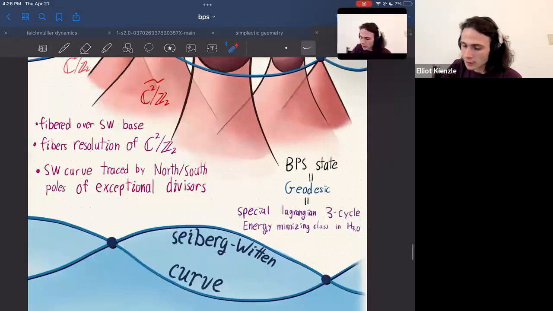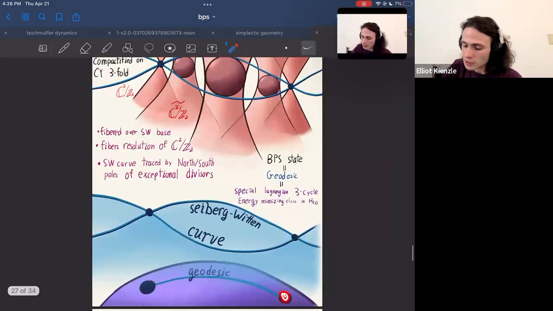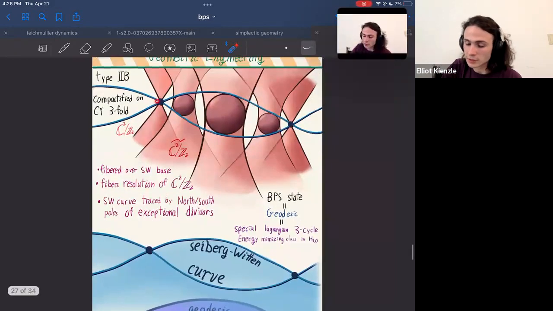And it's going to have the property that at the branch points, where the Seiberg-Witten curve smashes, the distance between these two layers smashes to 0, that's going to be the cone points.